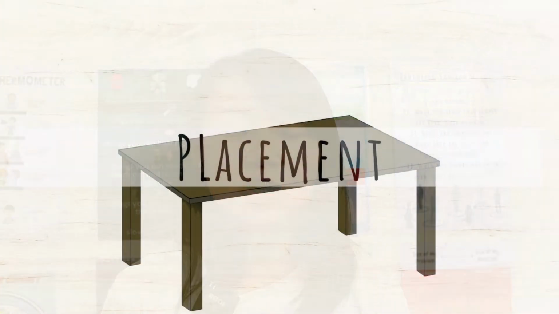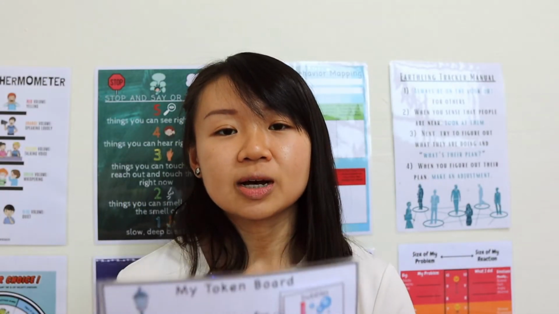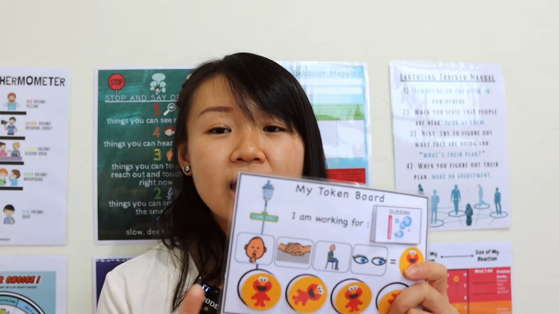So now let's talk about placement of your token board. Where do you put this on your child's working desk? You want to put it somewhere that is visible for the child to see. You do not want to work with the child while this is on the floor or hidden under a paper. This acts as a visual reminder, a visual aid for your child to be reminded of the expected behaviors when working at a desk.